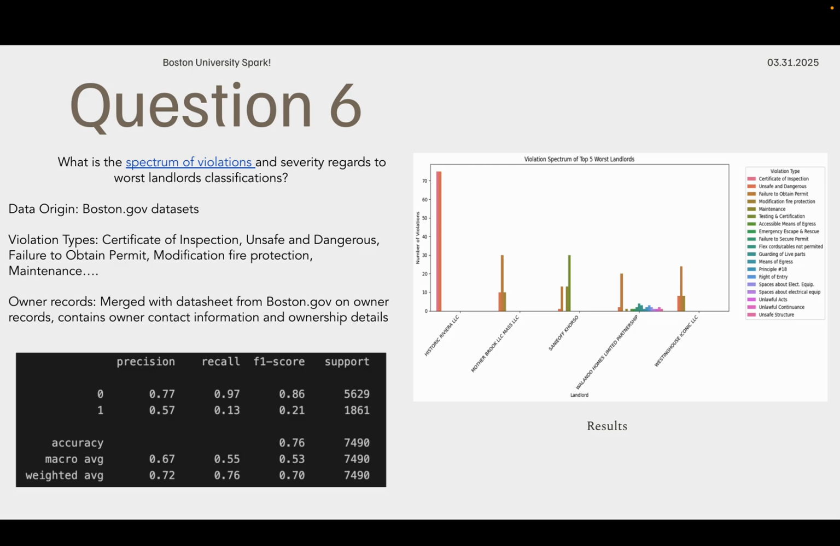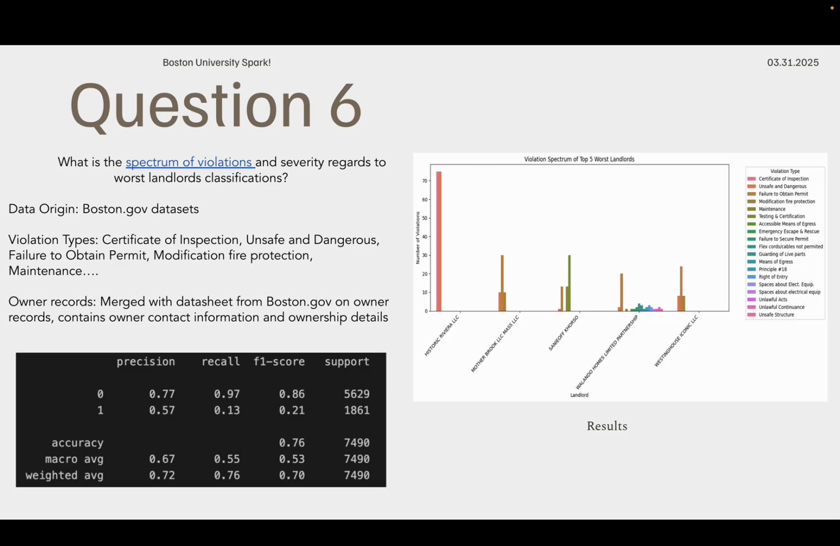The violation types, some of them at least, are certificate of inspection, unsafe and dangerous, failure to obtain permit, modifications, fire protections, maintenance, and so on. The owner records are on a separate side, so we had to merge the datasets from boston.gov on the owner side and the violations. So we got that Rivera LLC has some of the most violations, but only with respect to one specific violation type, which is certificate of inspection. And you can see the rest of the top 5 violators listed in the graph to the right.